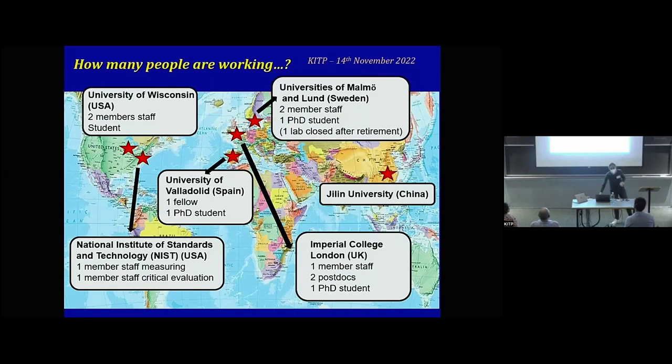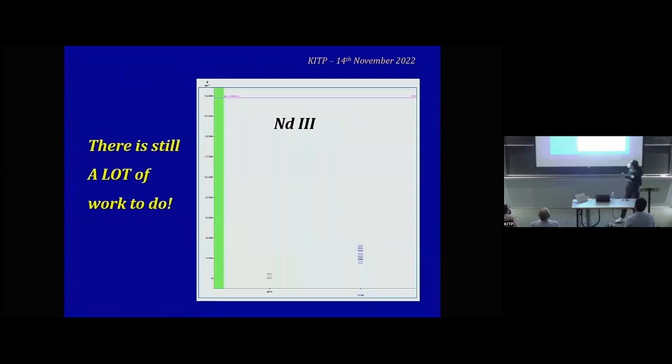Is there work that needs to be done? Yes. So this is what NIST tells us, for example, for neodymium-3. Now, neodymium is very popular for neutron star mergers, or the rare earths. Basically, there's nothing done. So incredible quantities of work are still to do.